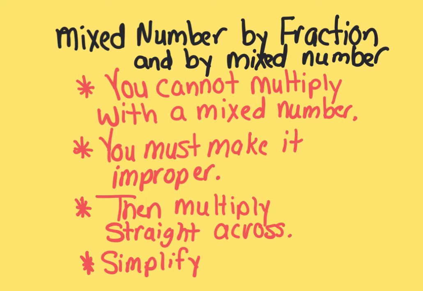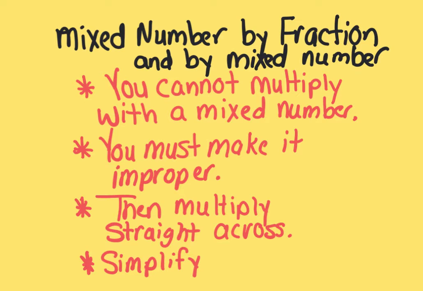Today we're going to talk about multiplying mixed numbers. You can multiply a mixed number by a fraction, and you can multiply a mixed number by a mixed number. You have to work these out in a totally different way than you do multiplying a fraction by a fraction. You cannot multiply with a mixed number until you turn it into an improper fraction. You can't multiply until your mixed number is an improper fraction.